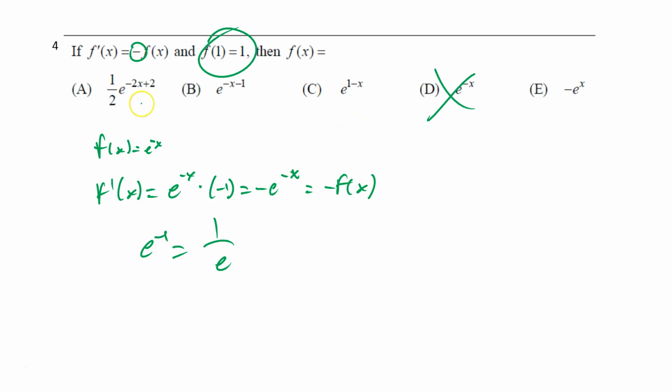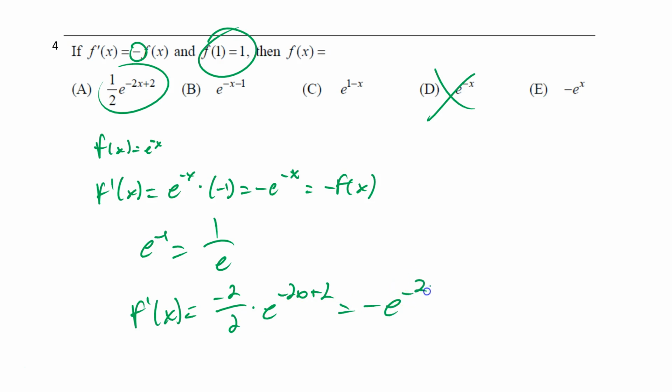This first one would give us a negative 2 over 2. Yeah, that's possible. If this is our function, then f prime of x would be negative 2 over 2 times e to the negative 2x plus 2, which is negative e to the negative 2x plus 2. That is indeed negative f of x. If we plug in 1, let's see what happens. We get negative 2 plus 2, that's 0. E to the 0 is 1, times 1/2. Nope, that's 1/2. That won't work. Let's try the next one.